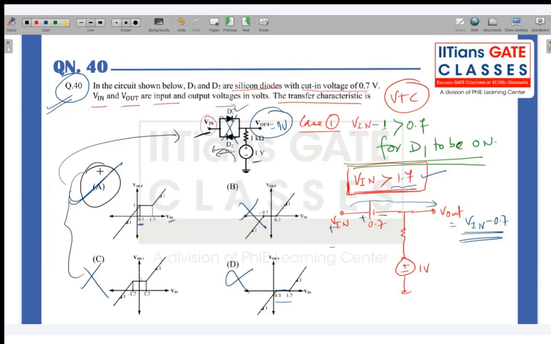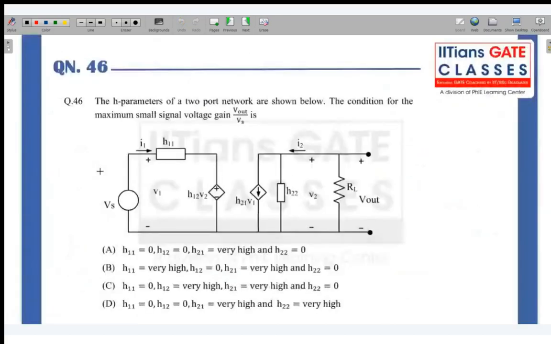So this is a question again from the examination. This question was asked in the GATE examination, and again in this question there is a mistake in the circuit, right? Because they have mentioned that the H parameters of this two-port network are shown below. Definitely many students might have spent a lot of time analyzing this question, because this question is not that tough, right?